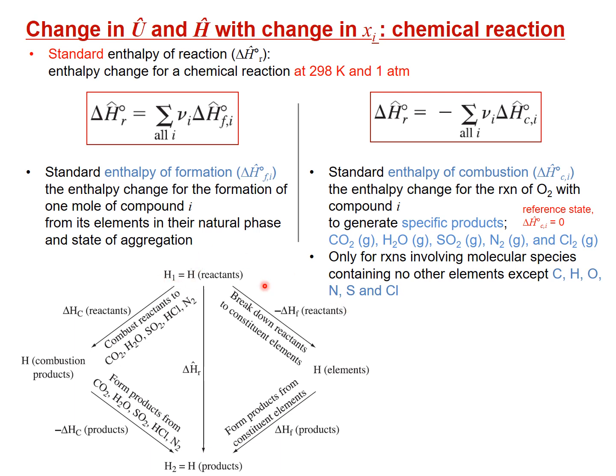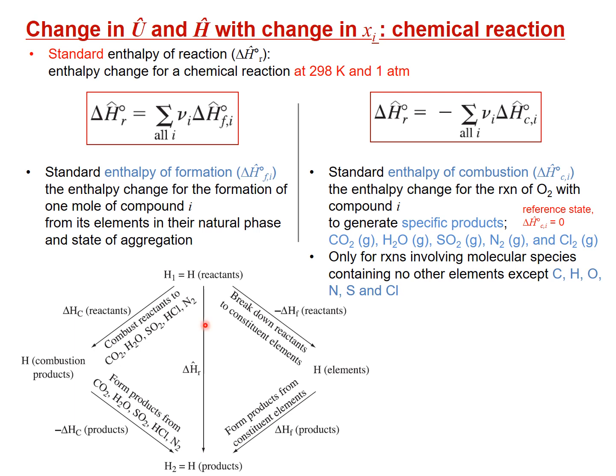Here, enthalpy of reactants, H1. Here, enthalpy of products, H2. So we want to calculate the difference between H1 and H2. Actually, H2 minus H1, which is going to be the specific enthalpy of reaction. How can we calculate it?